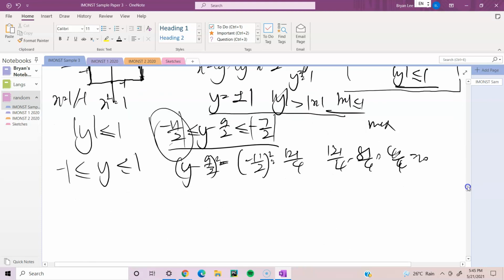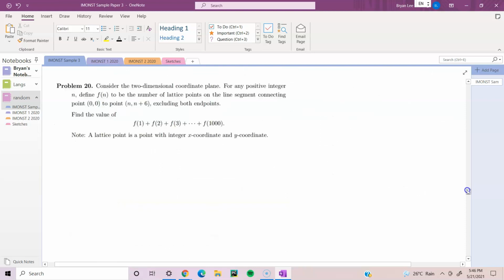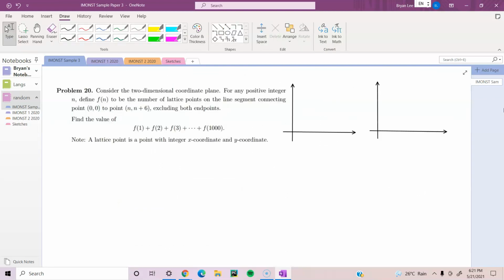Now let's move on to question 20. Okay, sorry guys. So now I've added two xy axes at the right because it will facilitate us in our problem solving process. So at question 20, we need to see. Consider the two-dimensional coordinate plane. So as we can see here, yeah, this is our x and y axes.